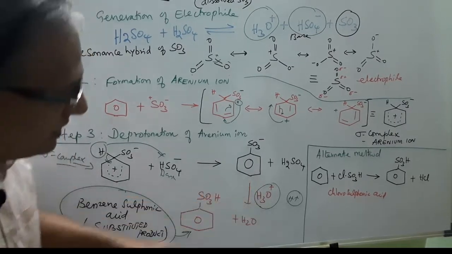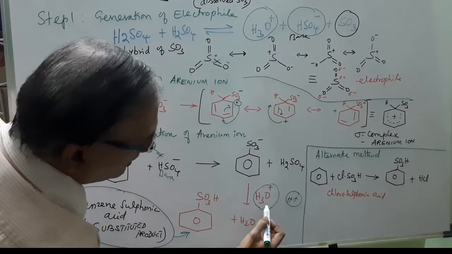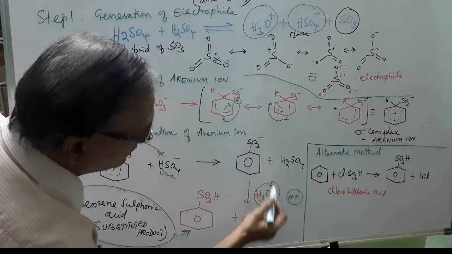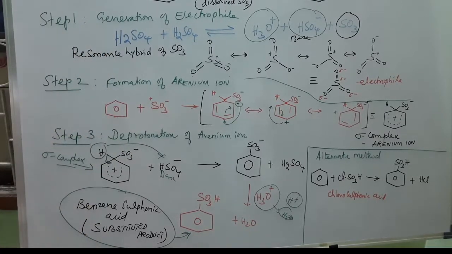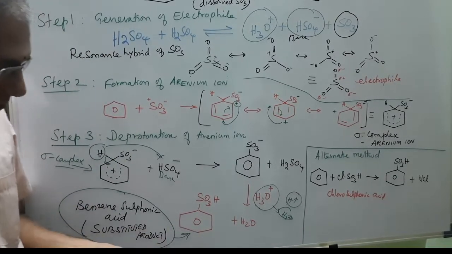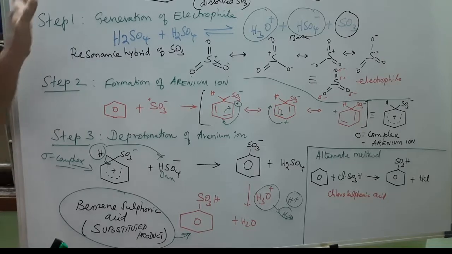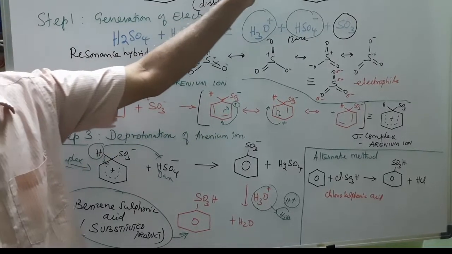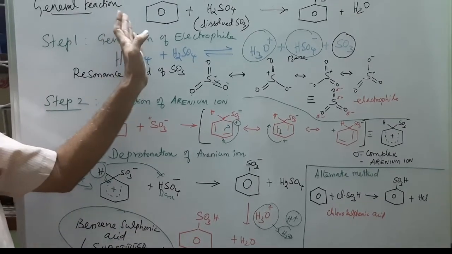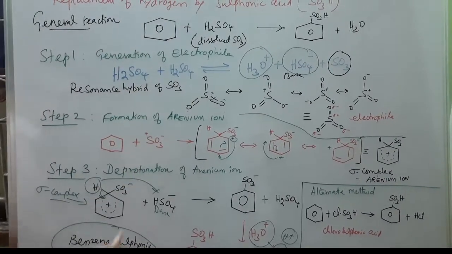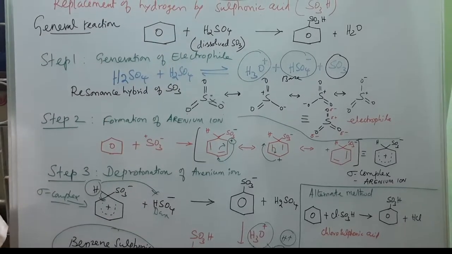So, once the H plus ion goes over here, what will happen? One of the H is removed from this, and you will get our H2O. So, that H2O comes out as a product here. So, this is our simplified reaction mechanism involved in the sulfonation of benzene, the formation of benzene sulfonic acid by sulfonation of benzene.